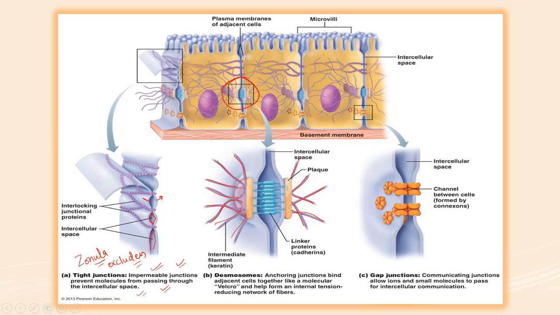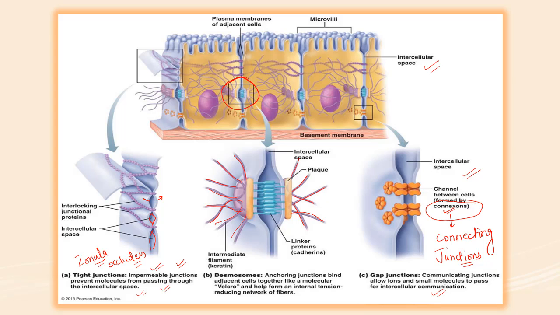Now gap junctions. In gap junctions you can see there are no radiating filaments. They are basically just sharing the cytoplasm of each of the cells. So a channel between cells is formed by connexons. Connecting junctions are known as what? Connexons. They also have intercellular spaces. These are gap junctions. Communicating gap junctions allow ions and small molecules to pass for intercellular communication.